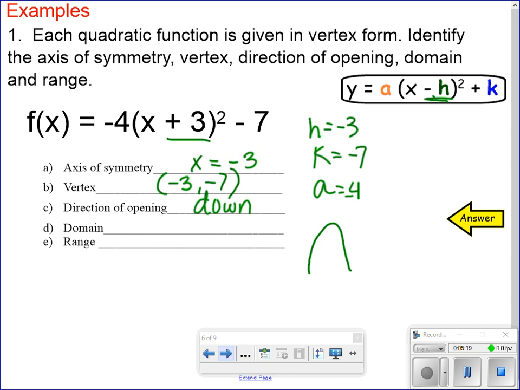And so my domain, remember, is always all real numbers, or negative infinity to infinity. My range is going to be based off of k, so negative 7. And because this is a maximum, negative 7 is going to be my largest value. So I'm going to have y is less than or equal to negative 7.